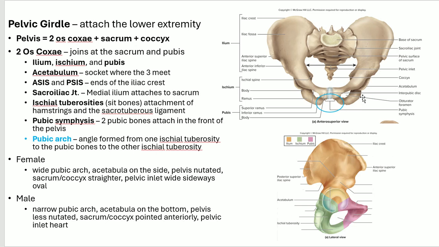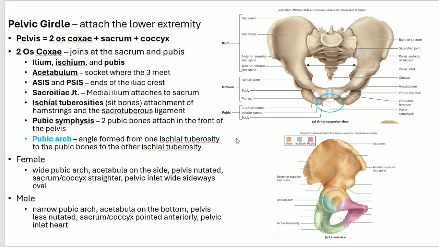Pubic symphysis, that is right here where the two pubic bones attach. And then the pubic arch is actually the angle made there. So the angle formed from one ischial tuberosity to the pubic bones to the other ischial tuberosity. That's just a really complicated way to say it is this angle right here. That's the pubic arch. In females, the pubic arch is going to be wider. So that is for delivery of baby purposes. In males, it's going to be a lot more narrow.